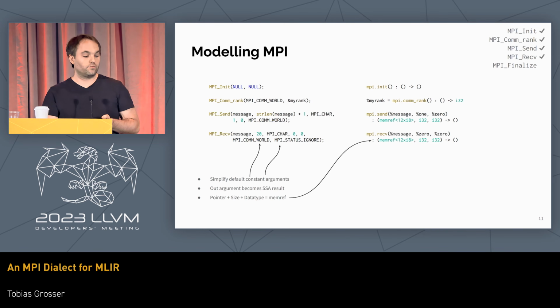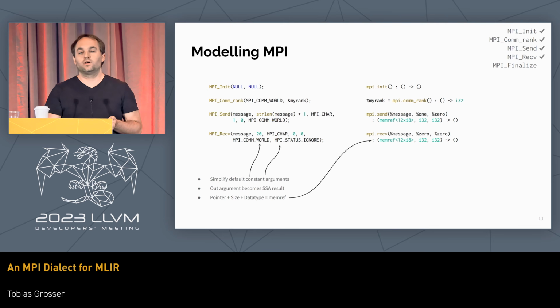MPI receive, pretty much the same thing. I think there's a typo here. We should actually return a value. But otherwise, yeah, MPI_COMM_WORLD is still a constant argument that we don't know or don't want to change.